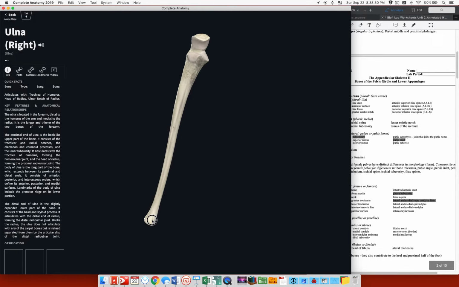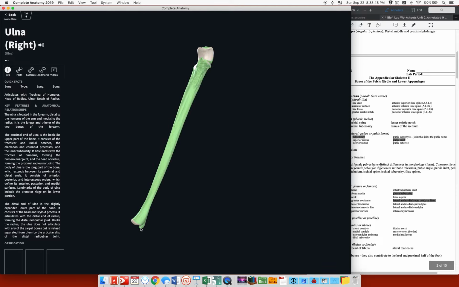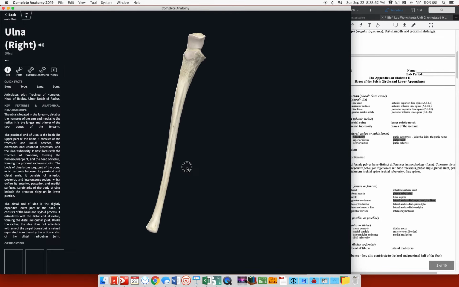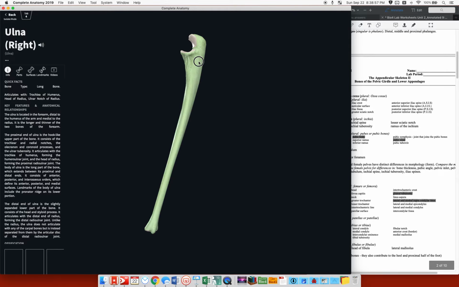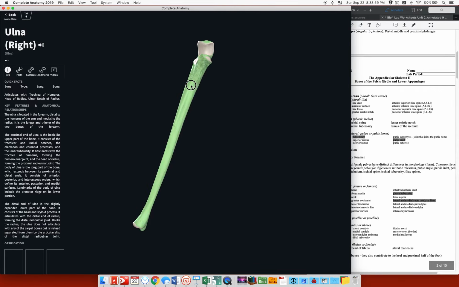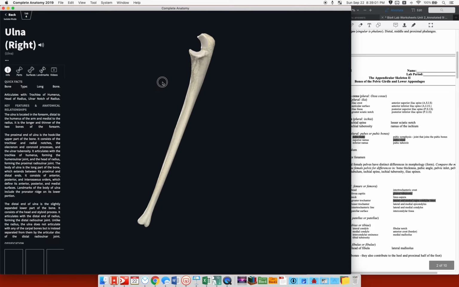Okay, so next, trochlear notch, coronoid process. This is the coronoid process. Radial notch. Distally, you have the styloid process. And the ulnar tuberosity, right there.